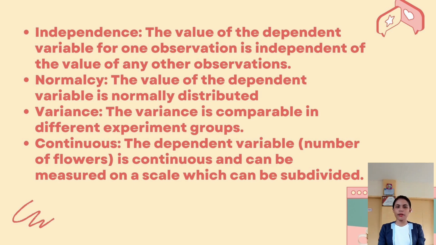Independence means the value of the dependent variable for one observation is independent of the value of any other observation. Second, normality. The value of the dependent variable is normally distributed. Next is variance. The variance is comparable in different experimental groups. Last, continuous. The dependent variable is continuous and can be measured on a scale which can be subdivided.